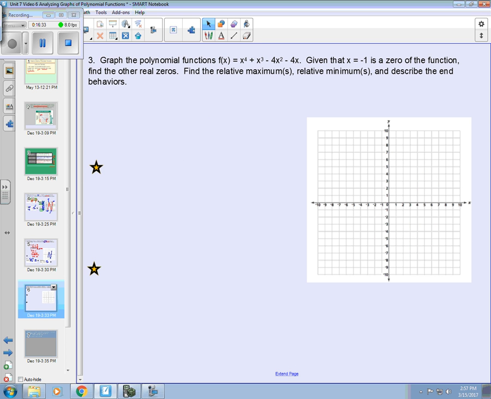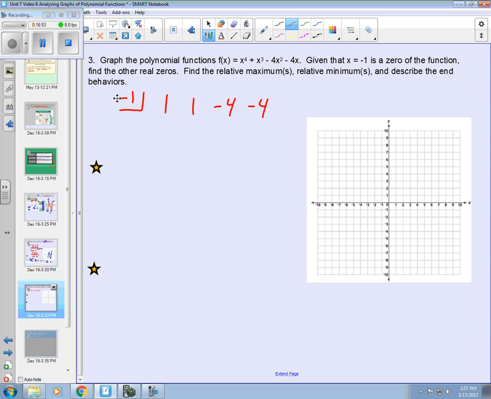All right, here's another one. Why don't you pause the video, see if you can do the synthetic division here to find this one. All right, let's see what you got. -1 is the one that they told us. We got the coefficients here of 1, 1, -4, -4.